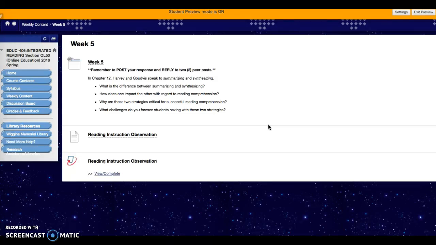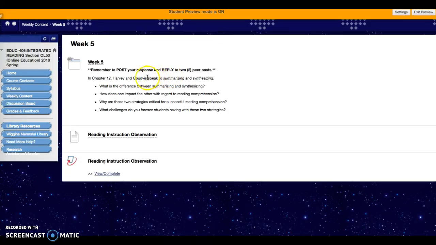And so take a minute to look through chapter 12, get a good firm understanding of the difference between summarizing and synthesizing. What is that difference? How do they impact each other? Why are these so critical for students to be successful in reading, and what challenges do you see? Remember that you are posting your thread and then you will reply to 2 other posts.